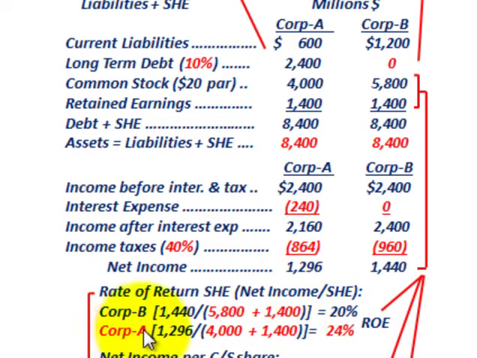Now for Corp A, again, we had our net income of $1,296,000 divided by our equity of $4 million plus the retained earnings of $1,400,000, going to give us a 24% return on equity. So you can see here, Corp A has done better than Corp B. They have 24% versus 20% for Corp B. So return on equity, Corp A does a better job on that.